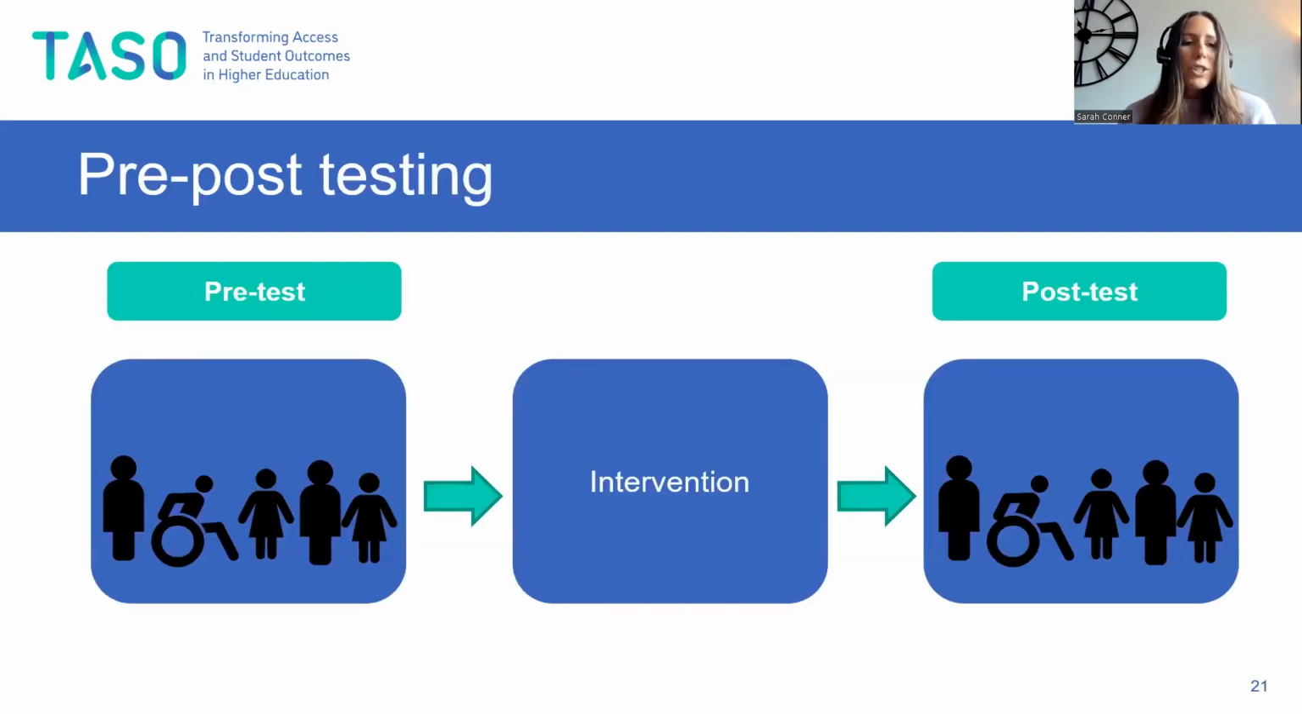So you measure outcomes in your population at the start. You then put them through an intervention, or they take part in an intervention, and then you measure the same outcomes at the end. And you're then comparing the results from before the intervention and after the intervention to see if there's been an improvement in outcomes.